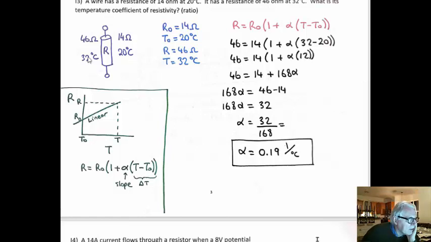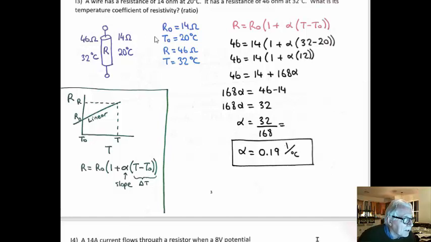So what we find is that there's a temperature-dependent effect for resistance. At standard temperature, which is 20 degrees C for some reason, we found that there was 14 ohms of resistance in this sample. But then when we heated the sample to 32 degrees C, we got 46 ohms of resistance.